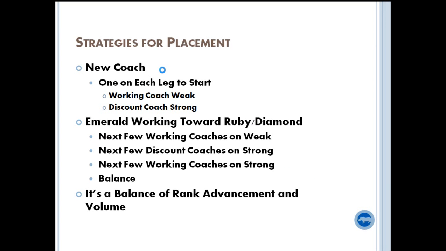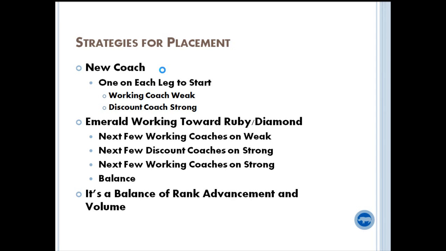Strategies for placement. We talked about all this as we went, but I'll kind of go back over it for you here. So for a new coach, you want one on each leg to start. You want the working coach on the weak leg, discount coach on the strong leg, if you have that option. If they're both people who want to work the business, great. One goes on the strong leg, one goes on the weak leg, don't worry about it. If they're both discount coaches, don't worry about it. Put one on the weak leg, put one on the strong leg. The point is to get to Emerald, okay? The only reason to talk about working coach or discount coach is if you have one of each, and you can choose, pick the strong leg for the discount coach and the weak leg for the working coach. It's just likely a little bit better that way.